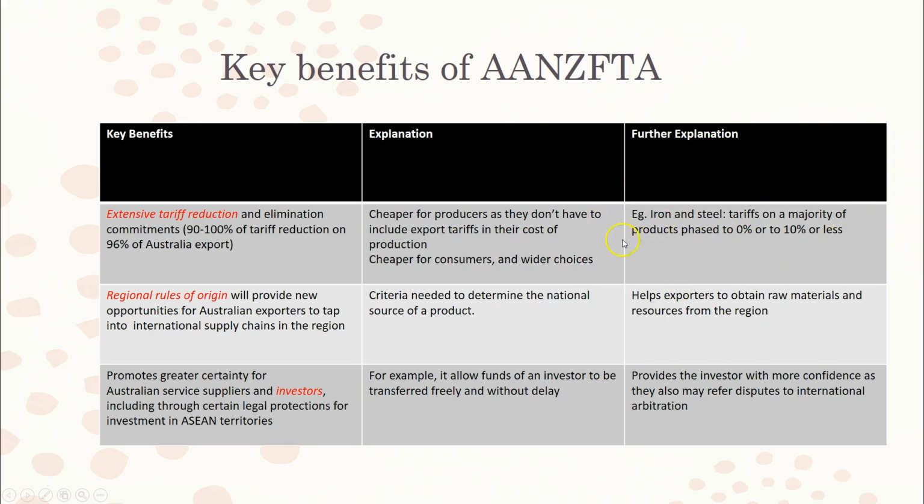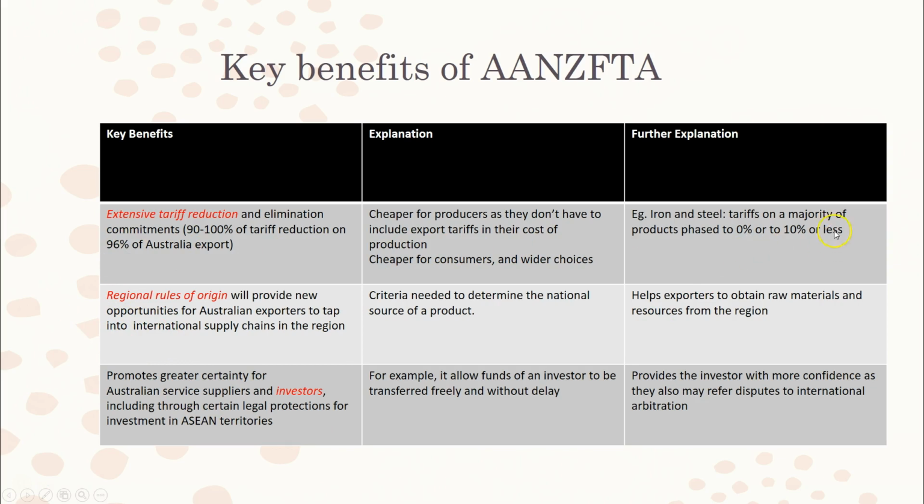You can also include some examples. I chose the easiest, in a sense, iron and steel. You just have to remember that for iron and steel in ANZFTA, tariffs on a majority of products related to iron and steel have been phased to 0 or to 10% or less. You want to give that kind of bracket because it's not absolutely 0% for every case. It's just been reduced by a lot. So that's the first point.